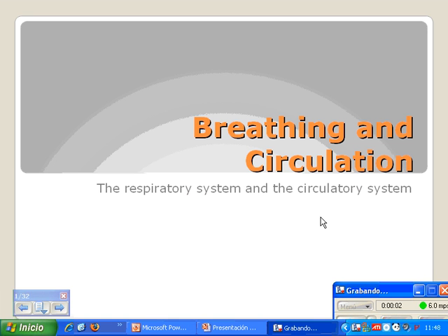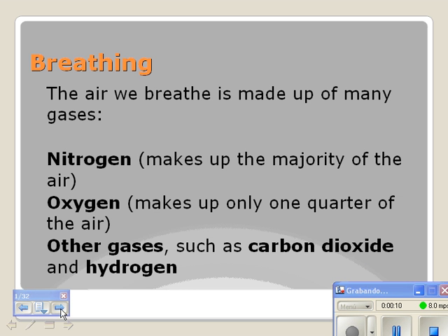Breathing and circulation. The respiratory system and the circulatory system. Breathing. The air we breathe is made up of many gases. Nitrogen makes up the majority of the air. Oxygen makes up only 1/4 of the air. Other gases, such as carbon dioxide and hydrogen.